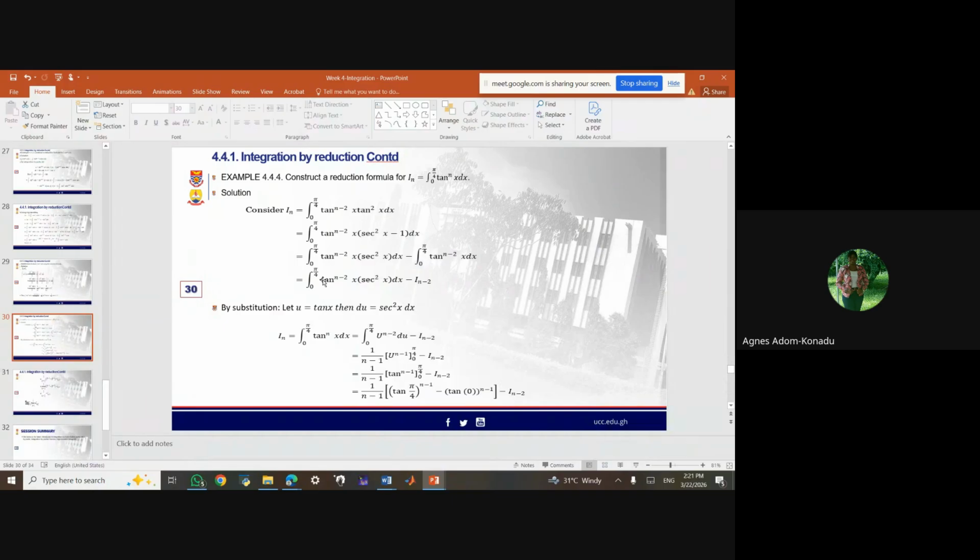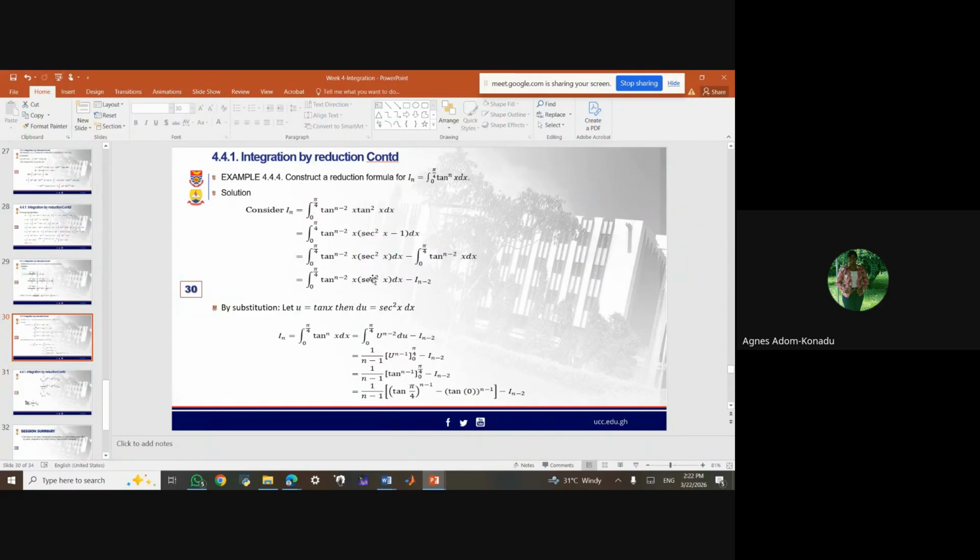Now I want to use integration by substitution for this. Let u be equal to tan x, so that here I have u to the power n minus 2. Then I have to find my dx. So my du will be sec squared x dx, so that my dx will be du over sec squared x.